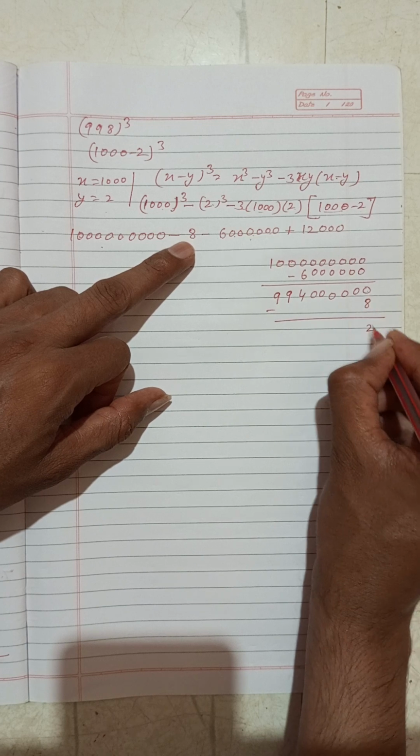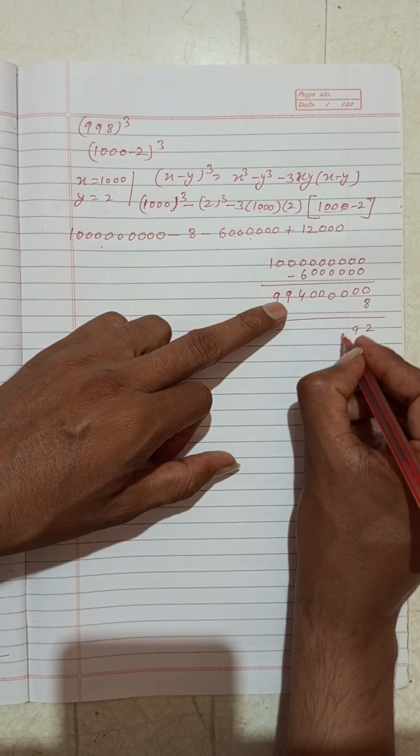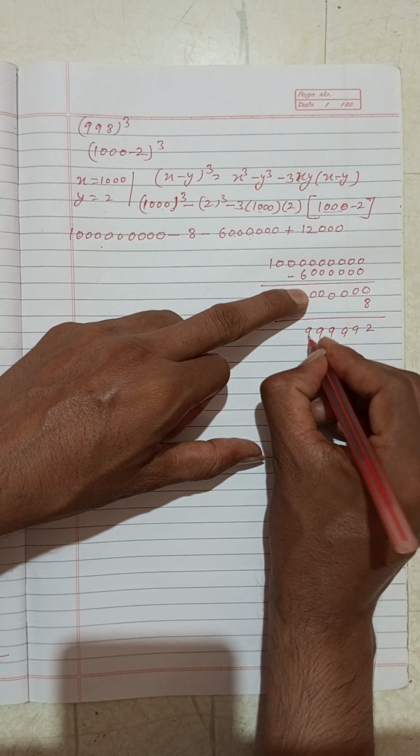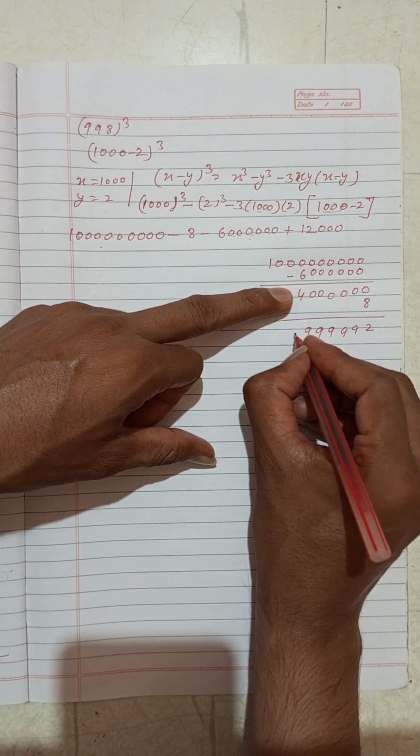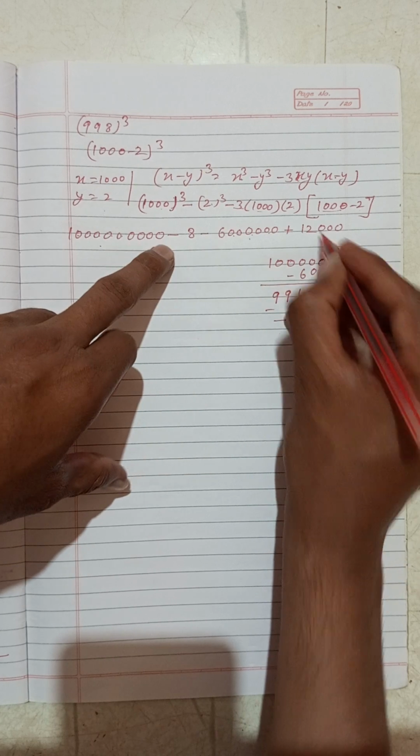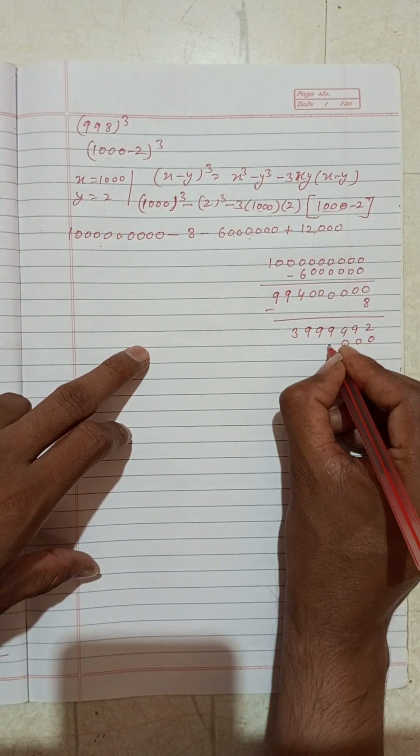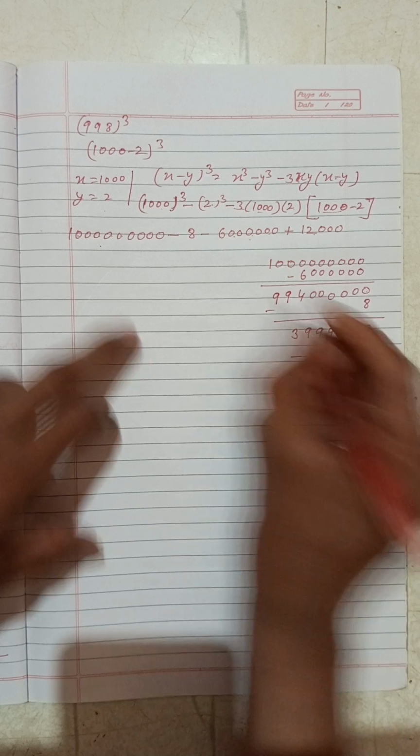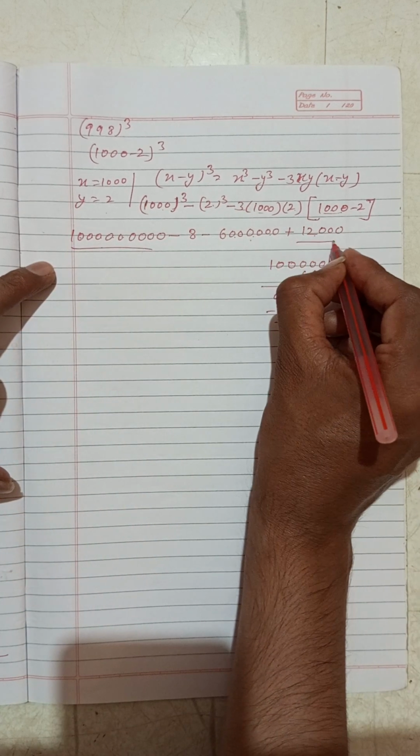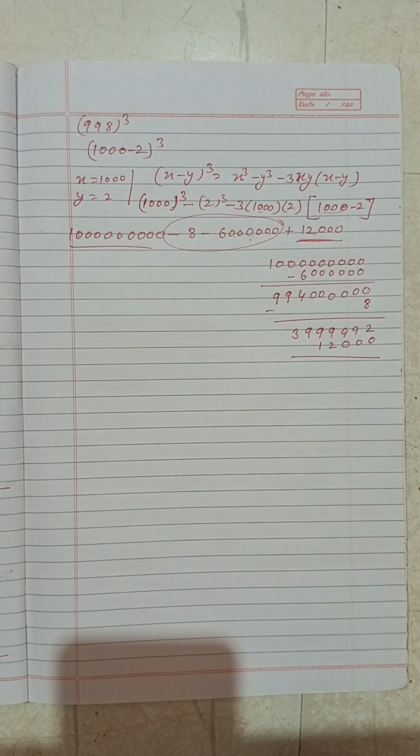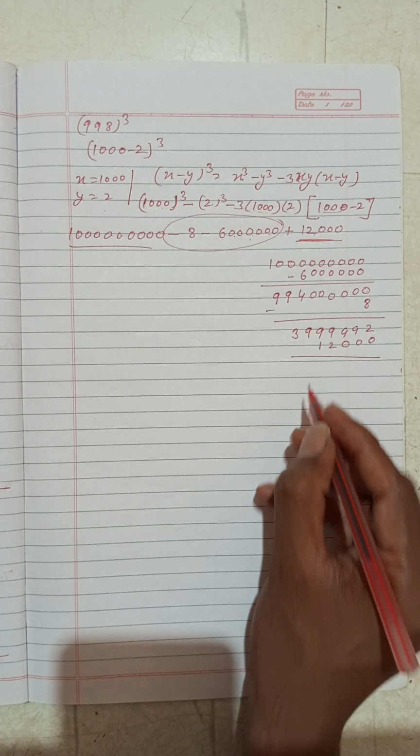It will come 2. Here will come 9, here again 9, here again 9, here again 9, here again 9. Here is the 3, one carry taken. In that we are adding the 12,000, 12,000 we are adding, because this number and this number are added, and this number is subtracted after the adding of that number. Directly you can use the distributive property also.